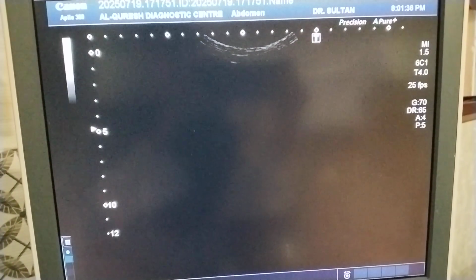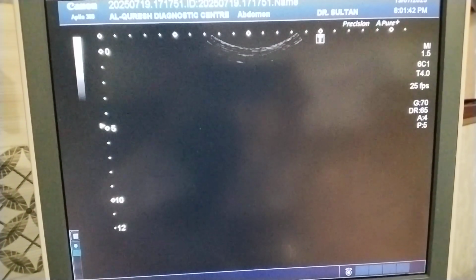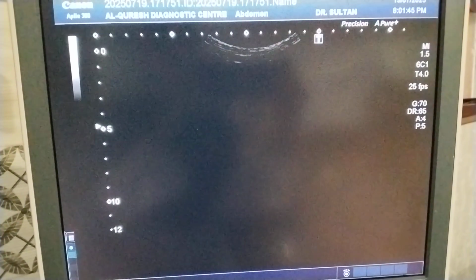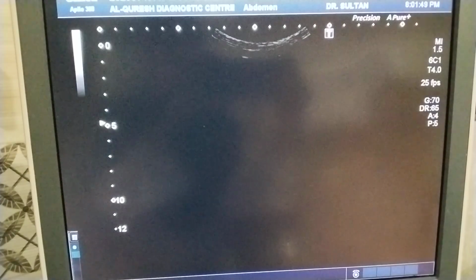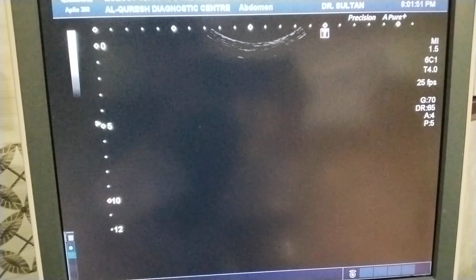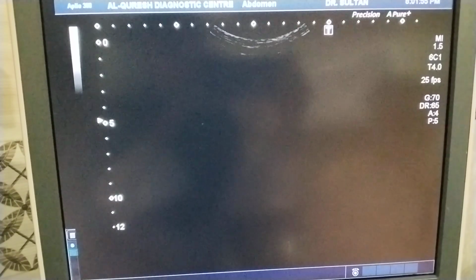This is a female 50-year-old patient with history of heavy menstrual bleeding, and during the menses, she feels intense pain within the pelvic region as well as in the right side of the abdomen.